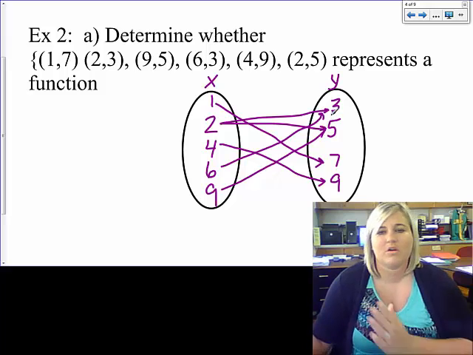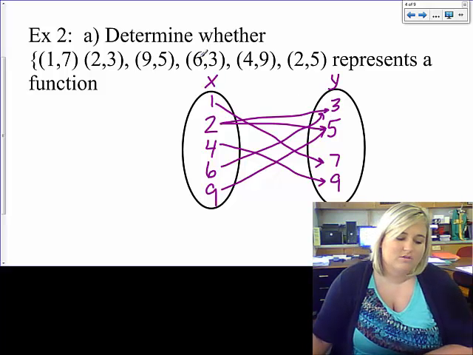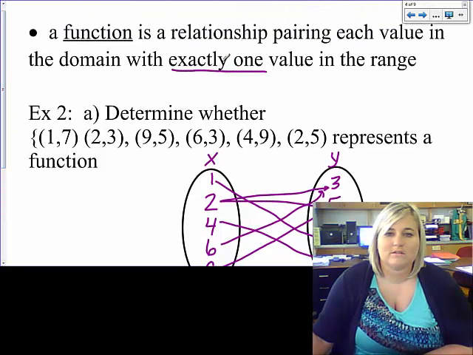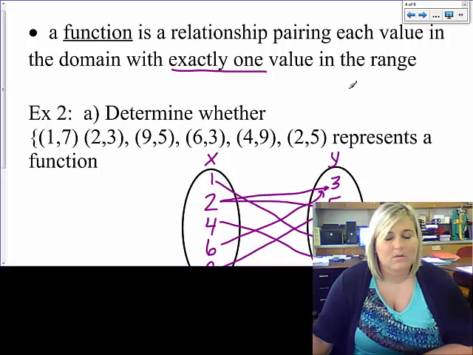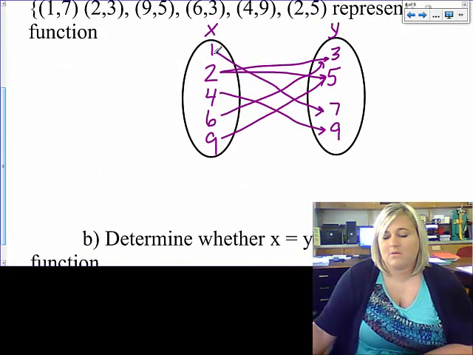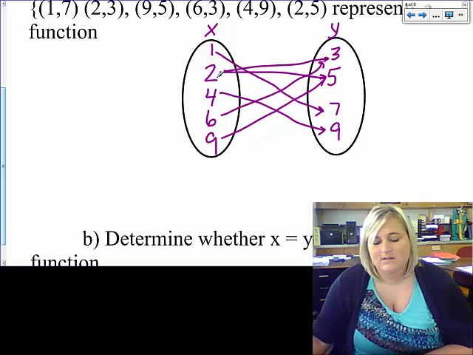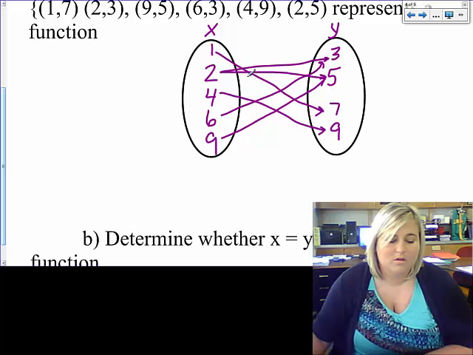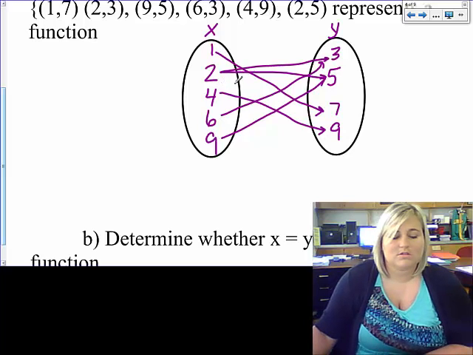Okay. It wants us to determine whether or not it represents a function. So for it to represent a function, we'll revisit that definition, it must have exactly 1 value in the range, which means that there must be exactly 1 line coming from the input to the output oval. So the 1 has 1 line, the 2 has 2 lines. Is that exactly 1? No, it's not. So we would say that no, this is not a function.